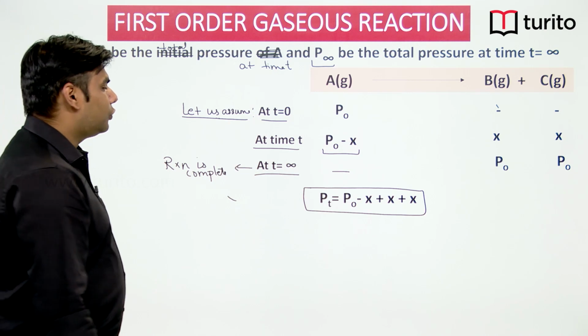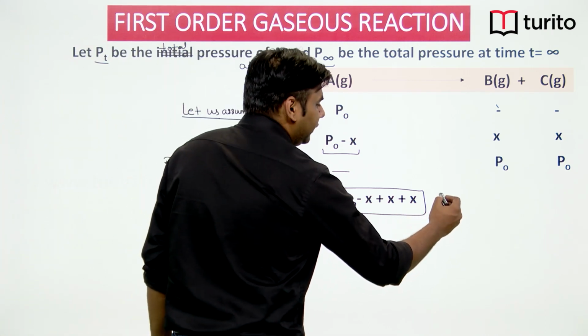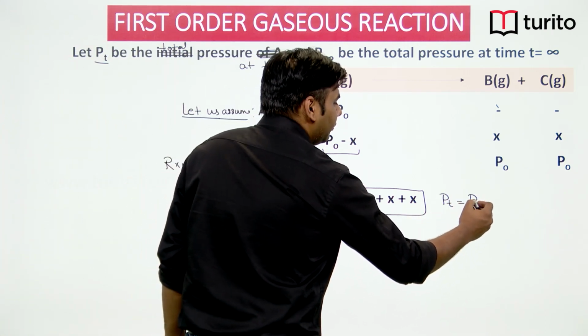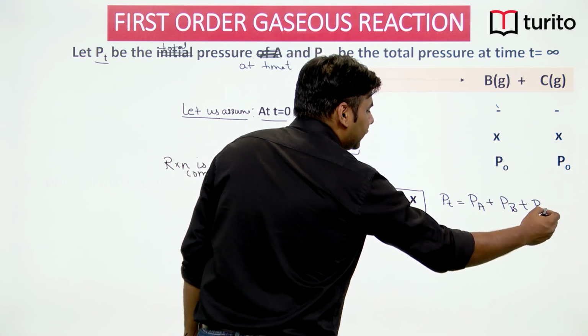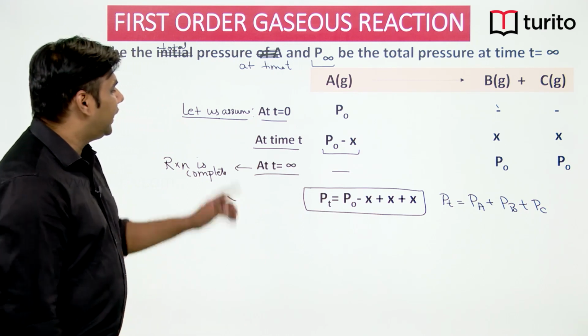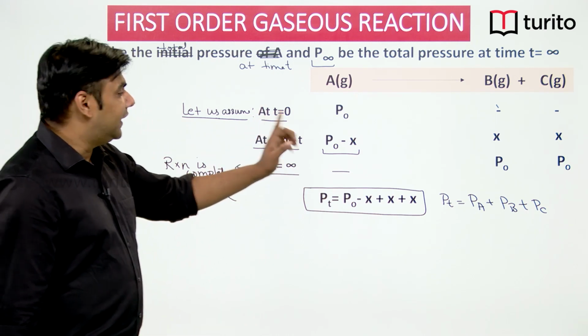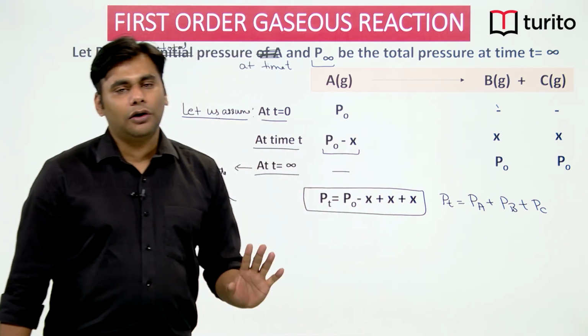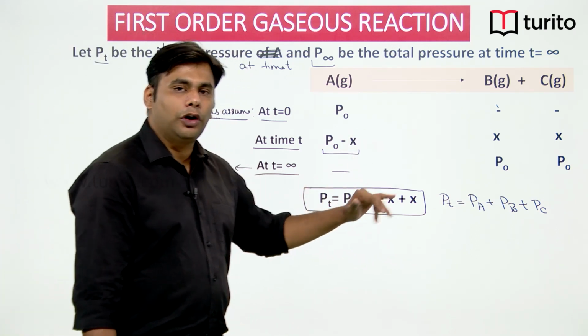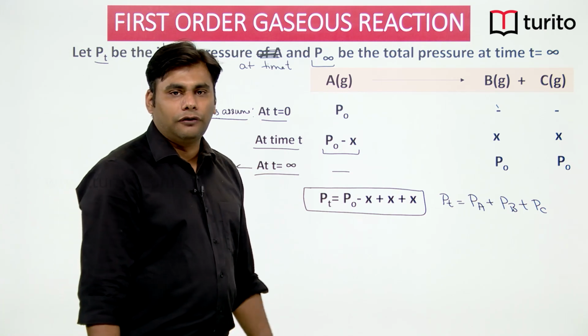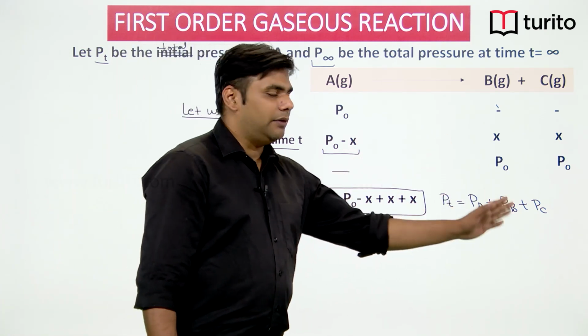Okay, so the total pressure after time t should be pressure due to A plus partial pressure due to B plus partial pressure due to C, because after time t all the three gases, A, B, C, are present together. So after time t the total pressure would correspond to the sum of partial pressures of all the gases, which is PA plus PB plus PC.